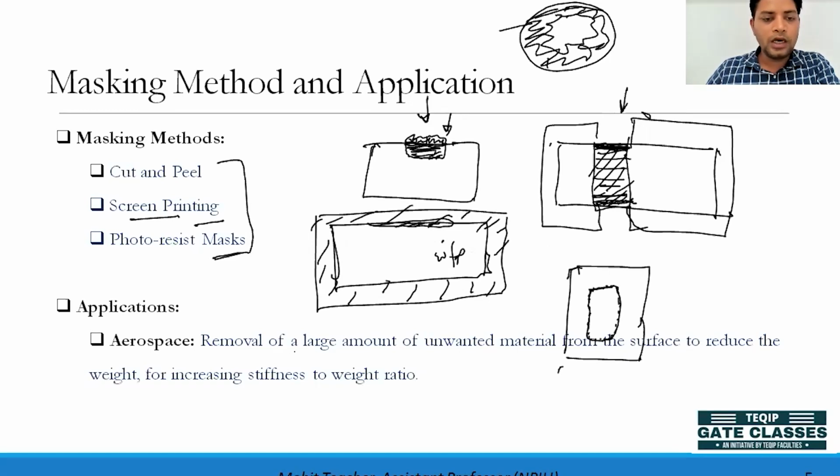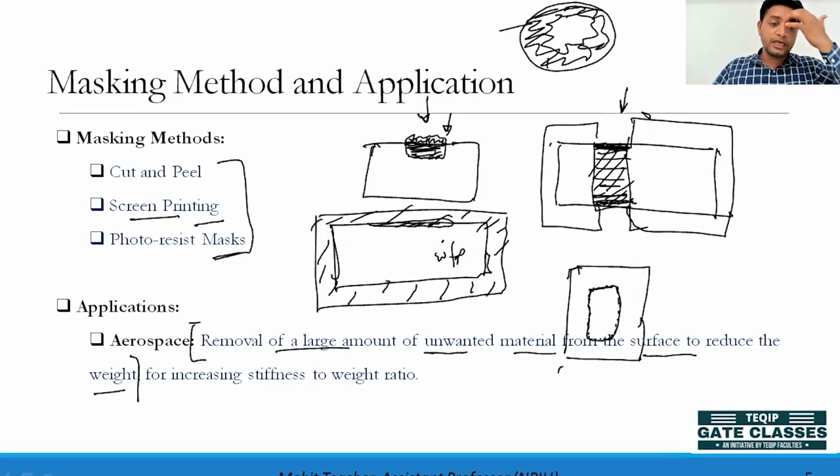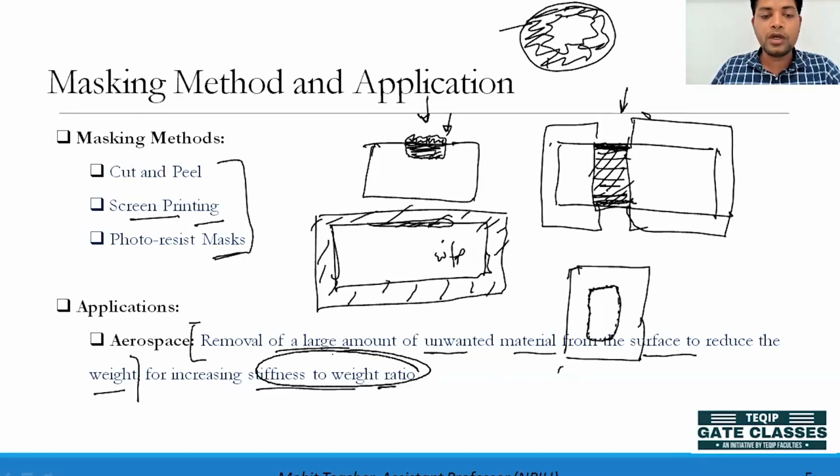The application is removal of a large amount of unwanted material from the surface to reduce the weight, which increases the stiffness to weight ratio. As you know, in aircraft the body is very large, with large parts. If we have to remove the material, it is very difficult, because that is not a process layout, it is basically a product layout assembly. So we have to keep all the machines there and remove the material there itself.